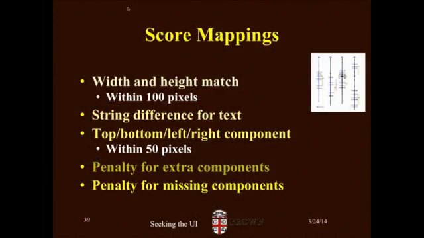Then we score the mappings. So you have a diagram there. We'll look at the width and height of the actual widget. And if it's within 100, we'll give you points for that. We'll give you credit for the width and credit for the height. If it's strings, we're going to do a string difference on the text. So if the strings are the same, we're going to give you quite a few points for that. You have relative positioning, we'll look at the relative positioning between the two. And if you're within 50 pixels, we'll give you points for that. If you have extra components, we'll take off points. Or if you have missing components, we're going to take off points. So we're going to penalize and we're going to add. And we essentially come up with a mapping.